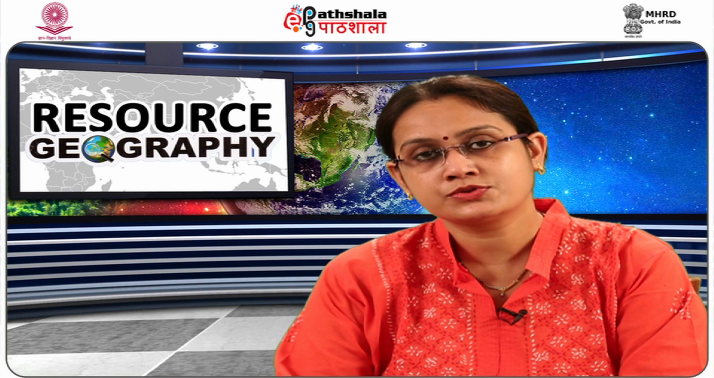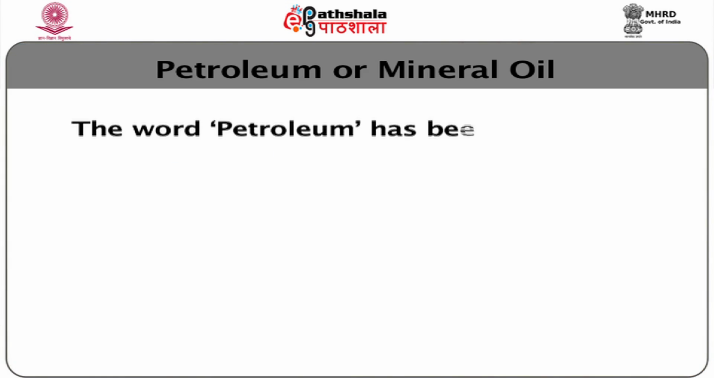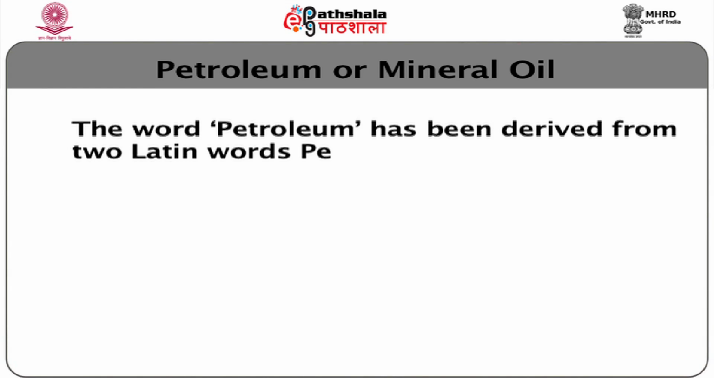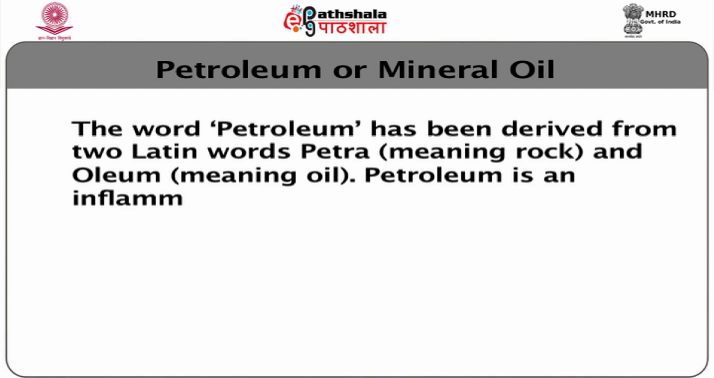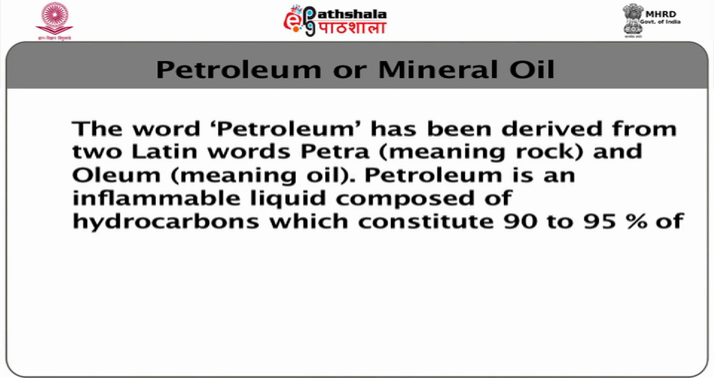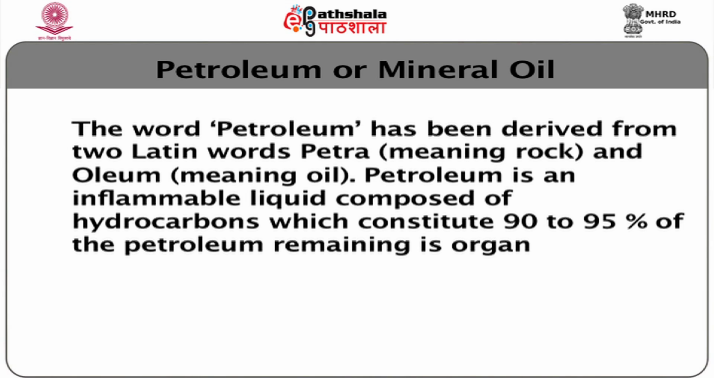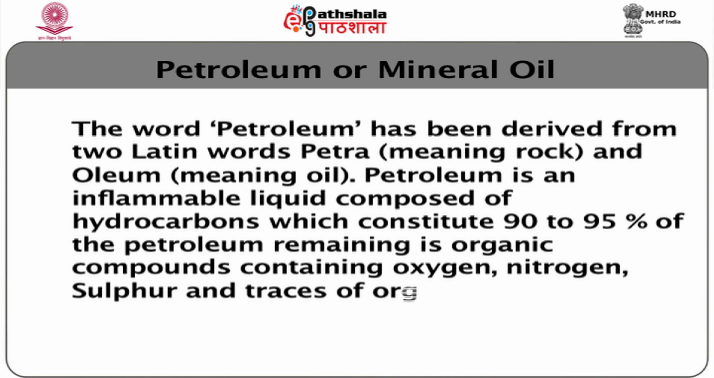Now, let us move to petroleum. The word petroleum has been derived from two Latin words, that is petra, which means rock, and oleum, that means oil. Petroleum is an inflammable liquid composed of hydrocarbons, which constitute 90 to 95% of the petroleum. The remaining is organic compounds containing oxygen, nitrogen, sulfur and traces of organometallic, that is metallic, compounds.